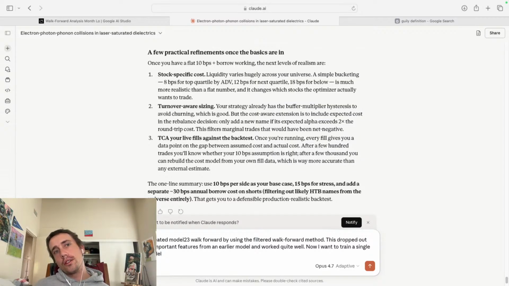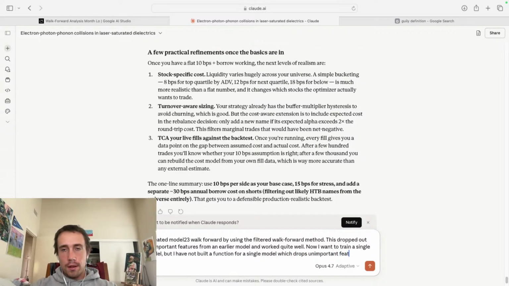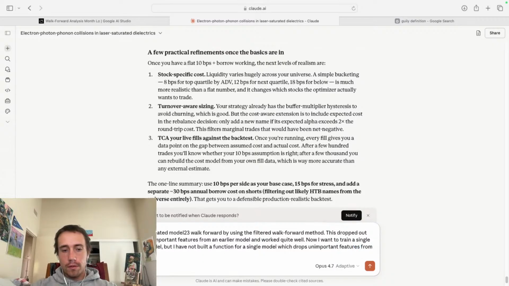Now I want to train a single model, but I have not built a function for a single model which drops unimportant features from earlier models. How can I do this?